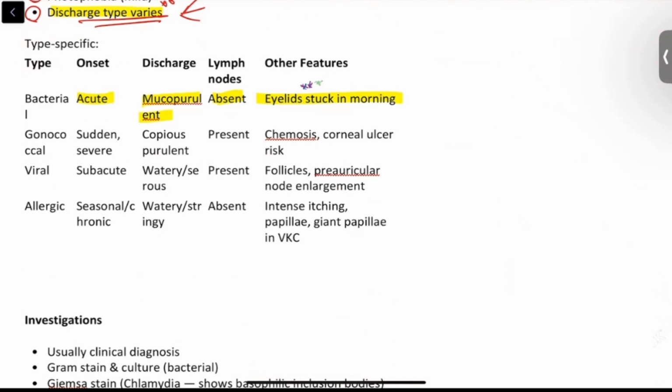In case of gonococcal, which is hyperacute, caused by Neisseria gonorrhoeae, that is gonococcus, the onset is sudden, severe, and hyperacute. So in that there will be copious purulent discharge, a large amount of purulent discharge, and lymph nodes will also be enlarged.